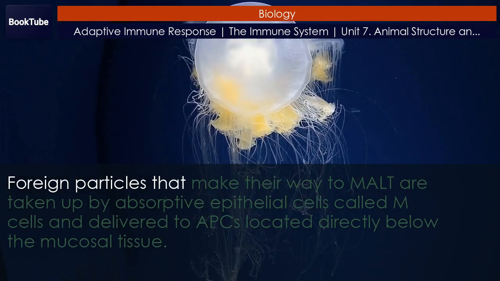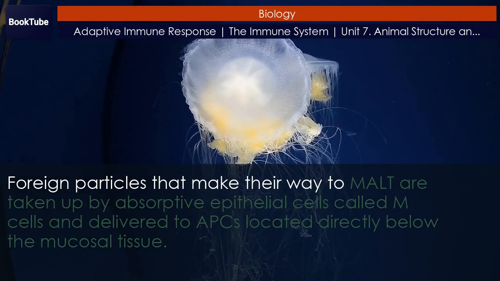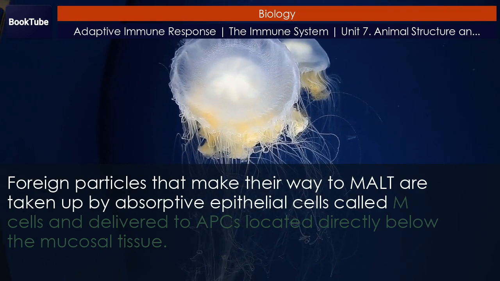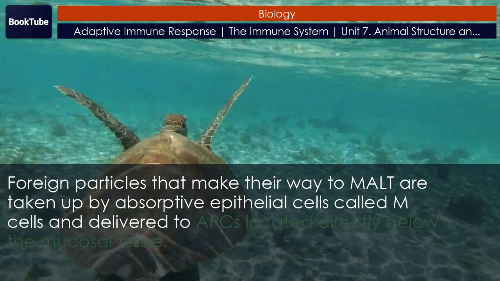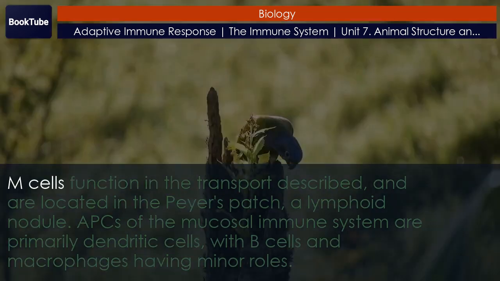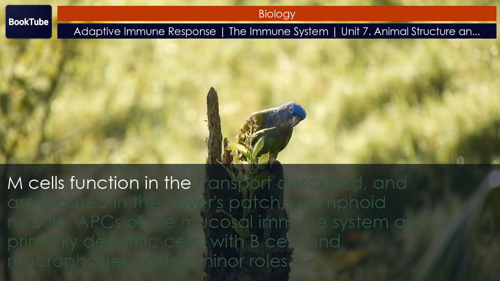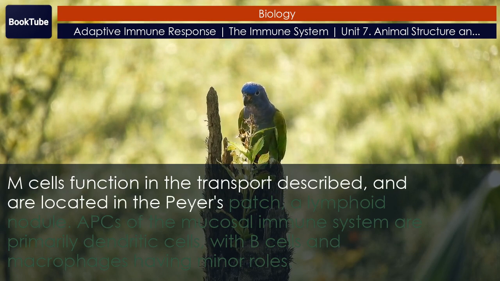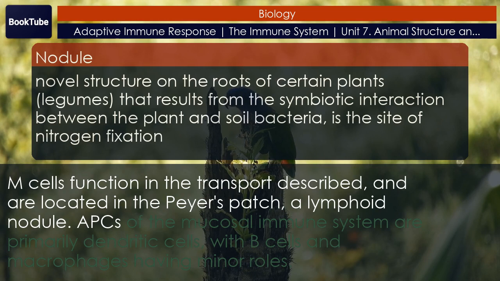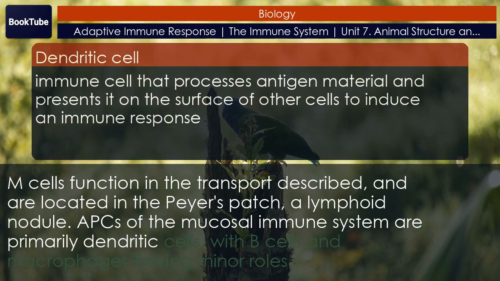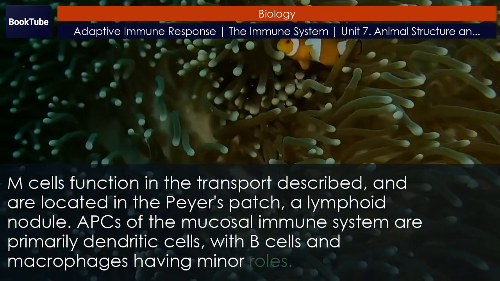Foreign particles that make their way to MALT are taken up by absorptive epithelial cells called M cells and delivered to APCs located directly below the mucosal tissue. M cells function in the transport described, and are located in the Peyer's patch, a lymphoid nodule. APCs of the mucosal immune system are primarily dendritic cells, with B cells and macrophages having minor roles.